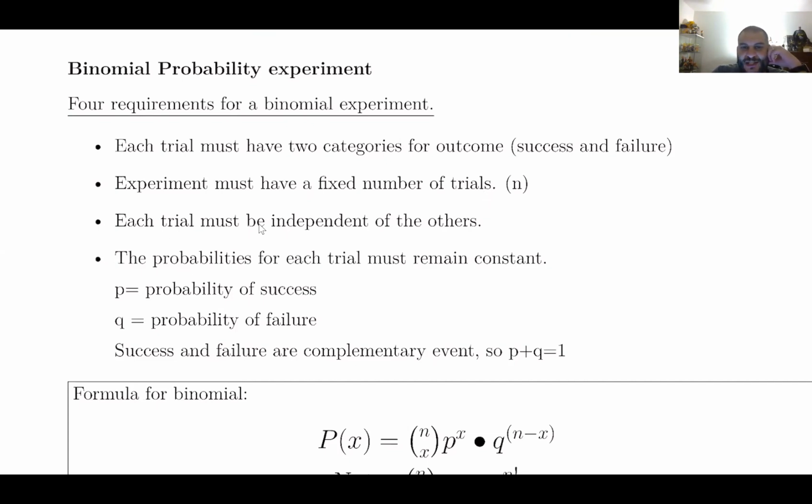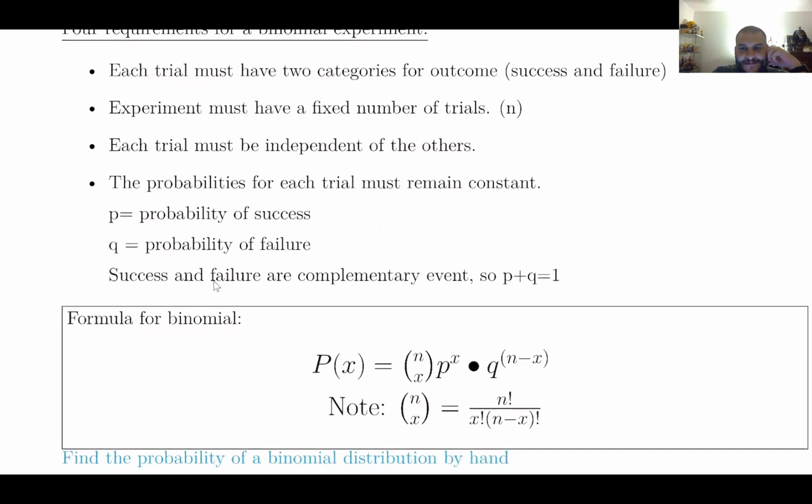So if you look right here, it says each trial must be independent of the other, multiplication rule. The probability for each trial must remain constant. P is equal to the probability of success. Q is equal to the probability of failure. So P plus Q is equal to 1. Everybody go with that?